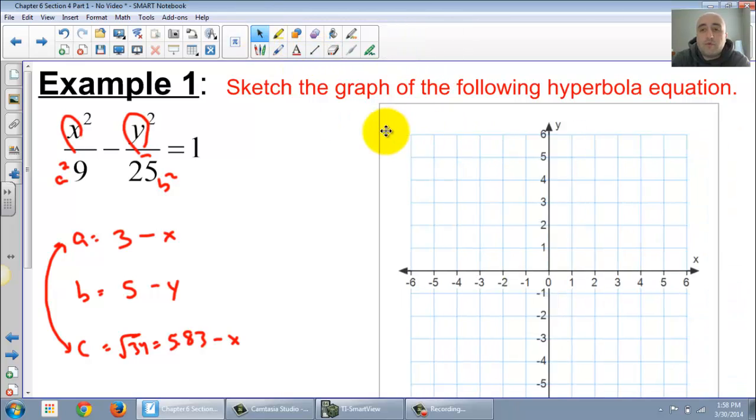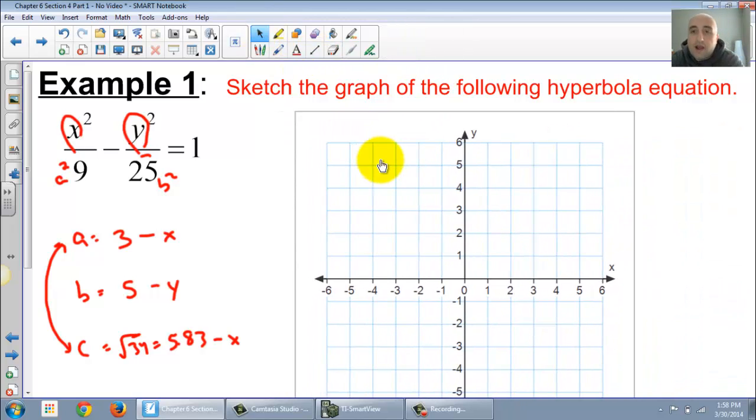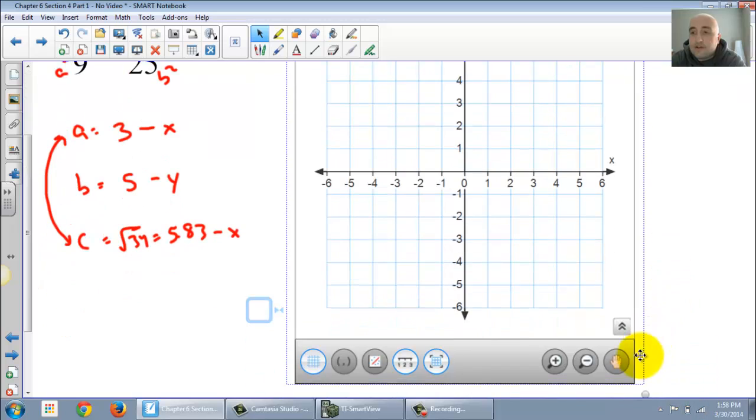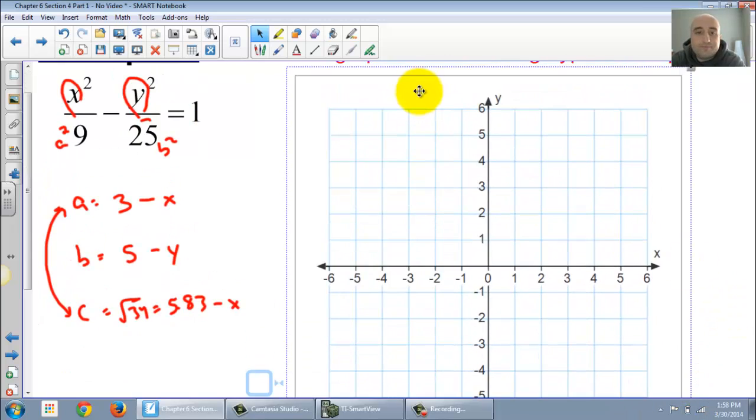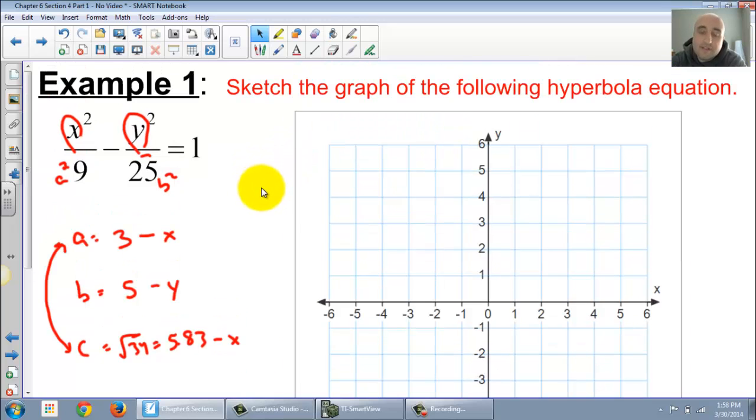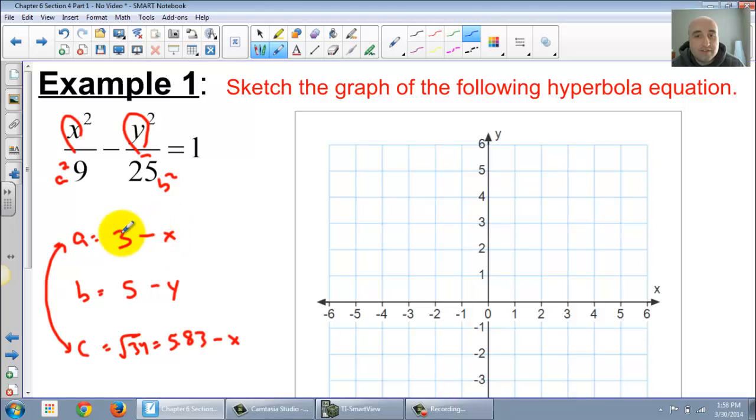All right, so we are now going to graph this hyperbola. Now this is a little bit different. It's very similar, but it's also very different at the same time. What we're going to do first is take our a value, which is on the x-axis. We're going to put a dot at 3 to the right, and we're going to go 3 left. We're also going to do our b.